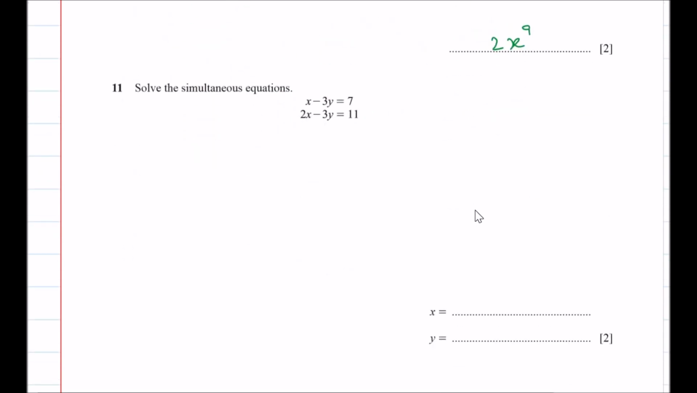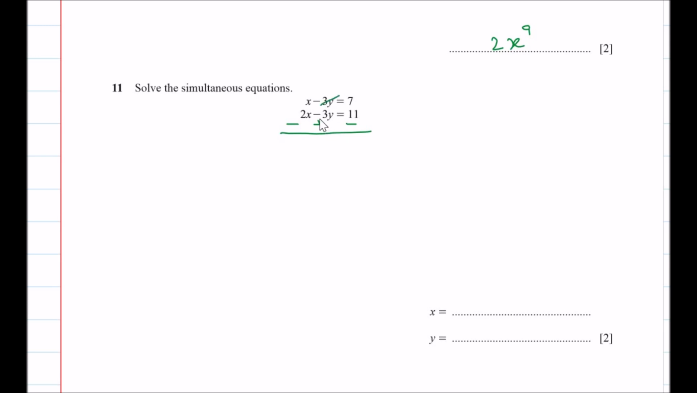Okay. Now 11. Solve the simultaneous equations. So what we have here, x minus 3y equal to 7 and 2x minus 3y equal to 11. We can see here the y term has the same coefficient and the same sign also. So if you are adding, they won't cancel out. So what we'll do, we'll do subtraction. So let's subtract. Minus, this becomes plus, this becomes minus.